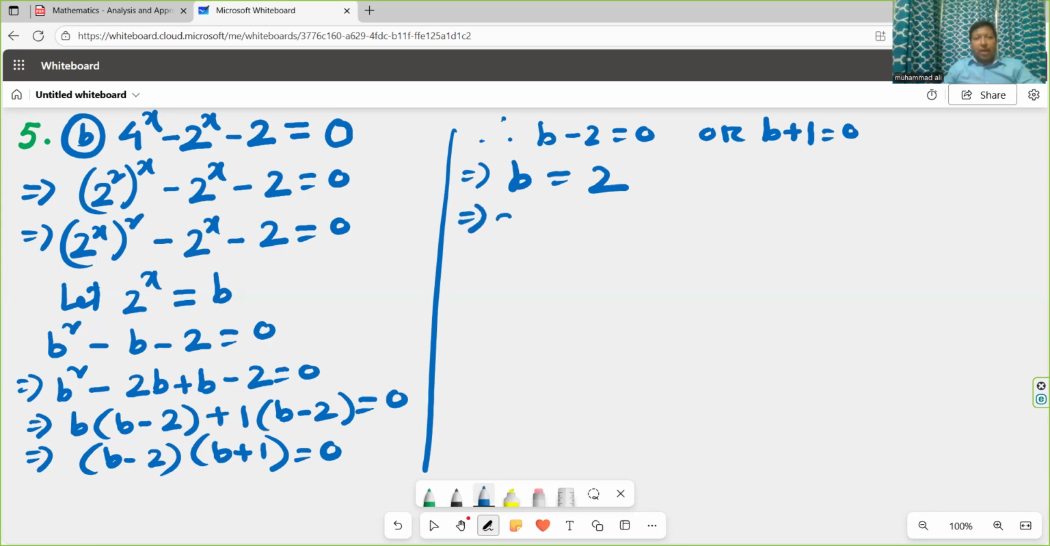Instead of b, we can write here 2 to the power x. 2 to the power 1. So if both of these bases are the same, the powers will be equal. So x equals 1.